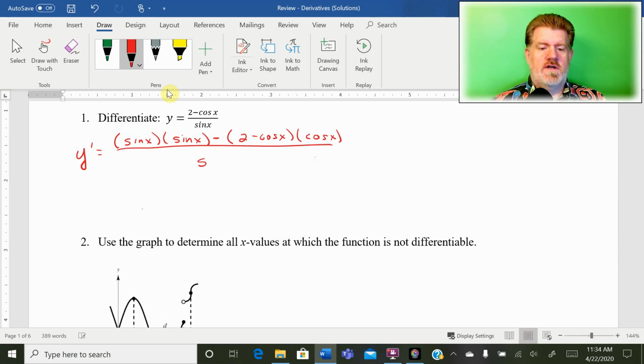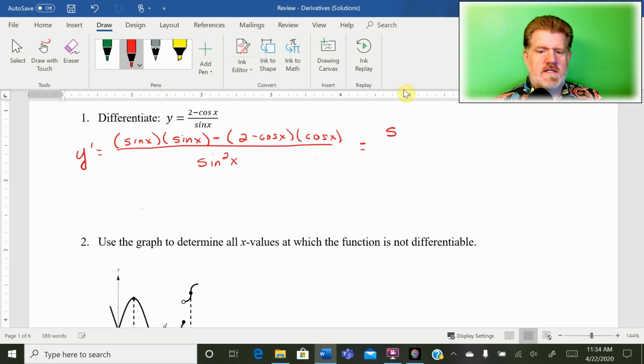Over the bottom squared, which is sine of x squared. So sine squared of x. So you could say in its most basic form, this is the correct derivative. You have accomplished the derivative with quotient rule. However, there are some easy steps to take to make this look nicer.